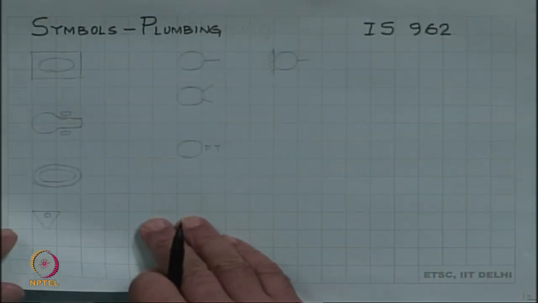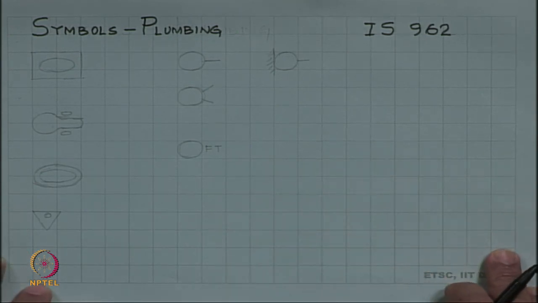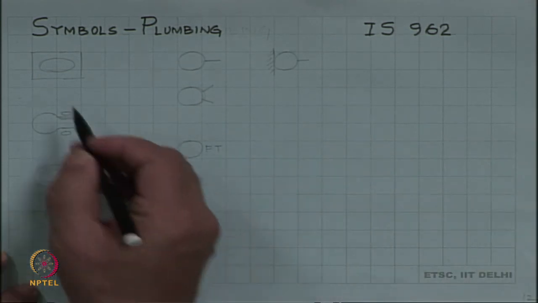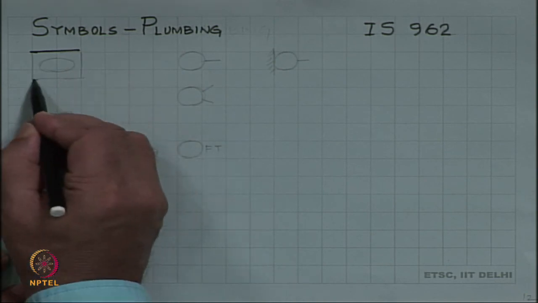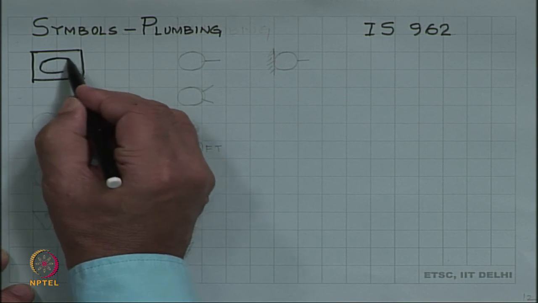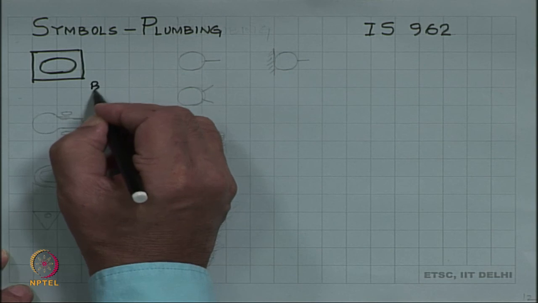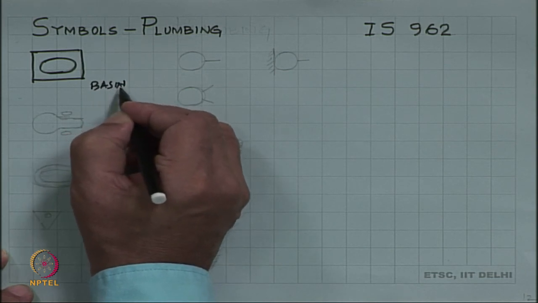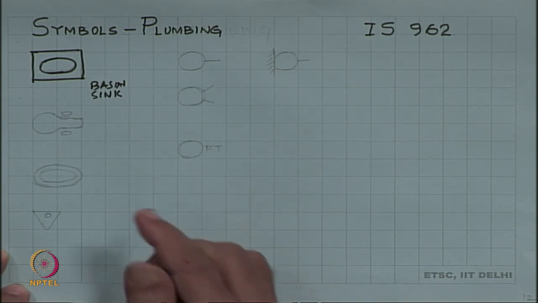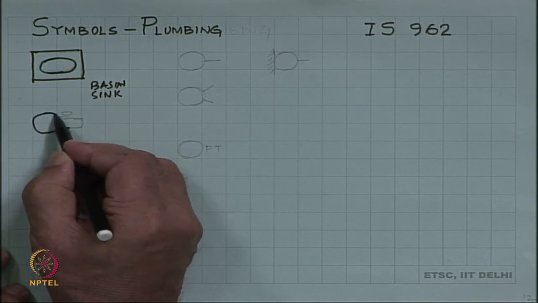We now come to symbols for plumbing. Here I have reproduced some of the symbols; the others are there in the standard and the rest we will put up on the website. One of the symbols is like that and that tells you that this is a wash basin or a sink. Then there are two symbols for the toilet.